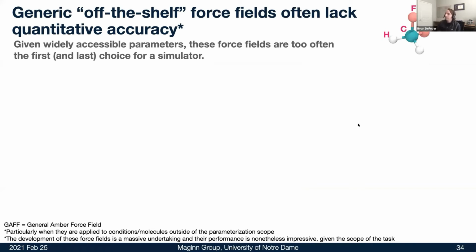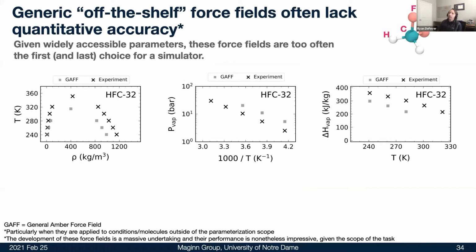We have HFC-32 here, and if we look at vapor-liquid equilibrium for HFC-32 with GAF, what we see is that the results are pretty poor. GAF is shown as the gray squares, and experiment is shown as the black crosses, and you can see for the coexistence densities, the vapor pressure, and the enthalpy of vaporization, GAF just makes incorrect predictions. Now, these off-the-shelf force fields are widely distributed, the parameter sets are widely accessible, so unfortunately, these are too often the first choice and often the last choice that a simulator uses. People often don't go any further than just grabbing what's available, and that's understandable. It's not easy to do force field development.